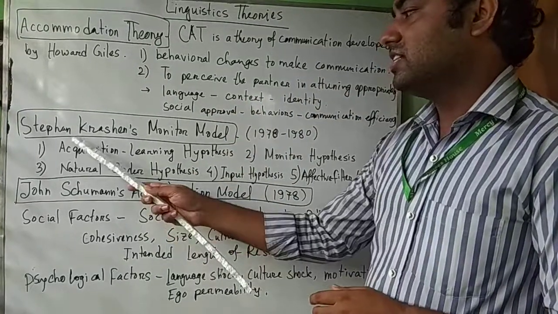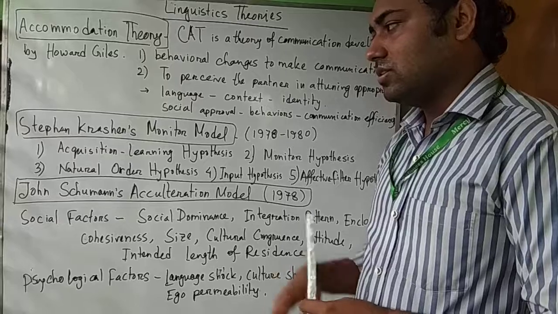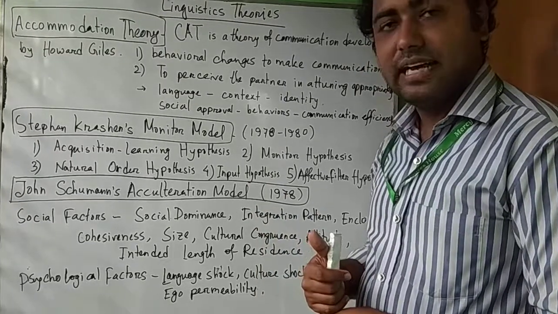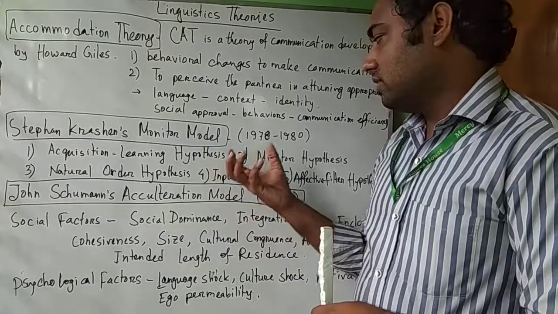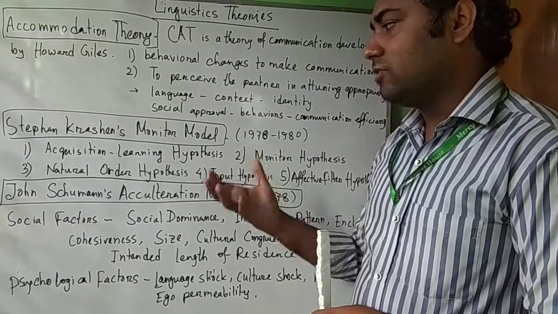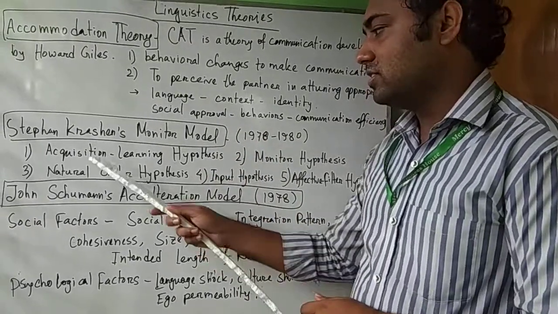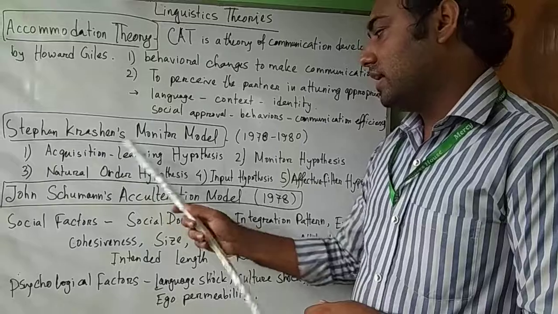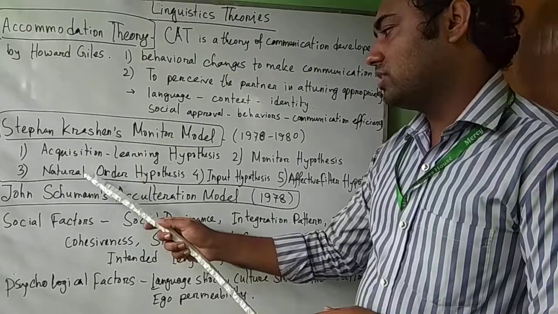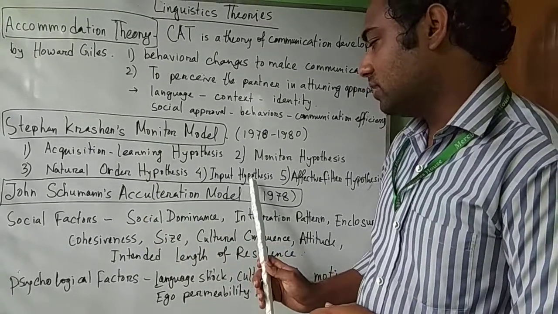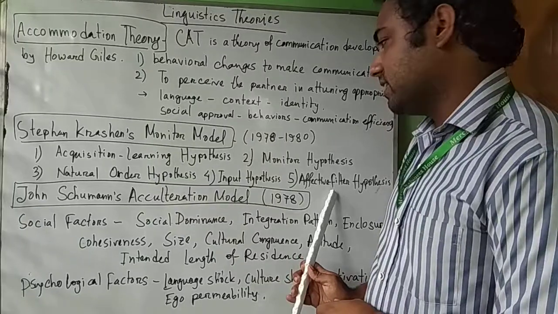Now coming to Stephen Krashen's monitor model. Stephen Krashen and Tracy Terrell have provided a kind of theory based on 5 hypotheses. The first hypothesis is the acquisition-learning hypothesis, the second one is the monitor hypothesis, third one is the natural order hypothesis, fourth one is the input hypothesis, and fifth one is the affective filter hypothesis.